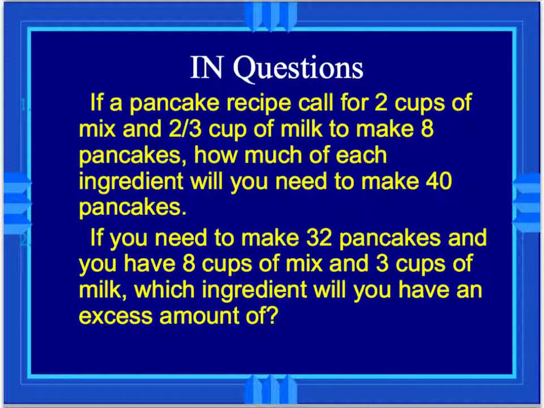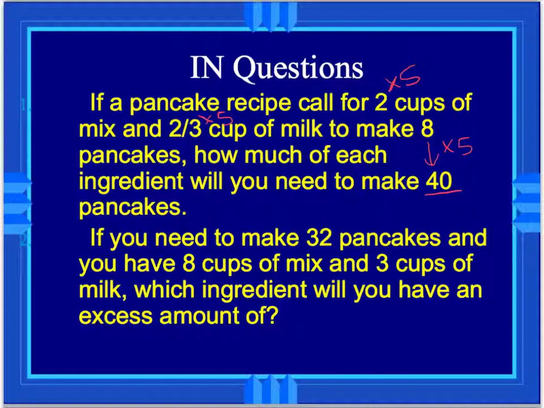So I'm hoping that you're thinking about, well, how would I solve this? I'm looking here between this number 8 and 40, and it looks like I could do a little math and go times 5. 8 times 5 would give me 40. So all I need to do is multiply all of these ingredient amounts by 5 to get the total amount that I would need to make my 40 pancakes.